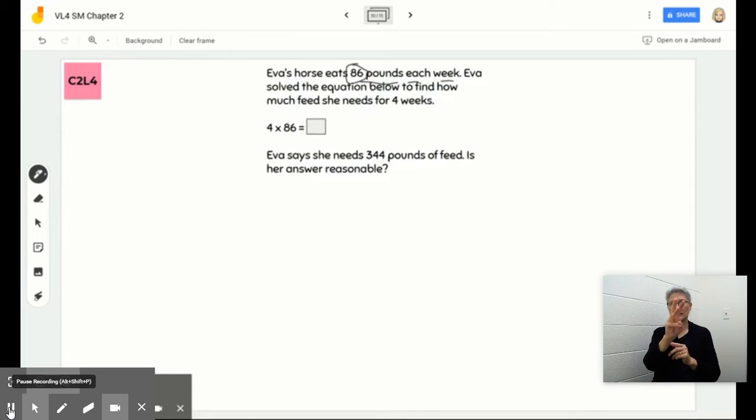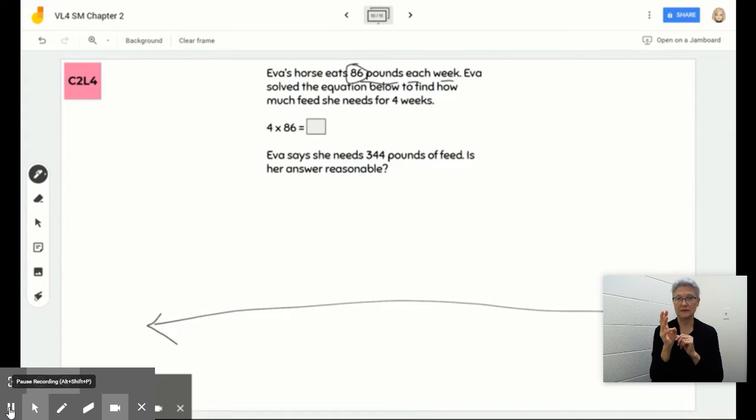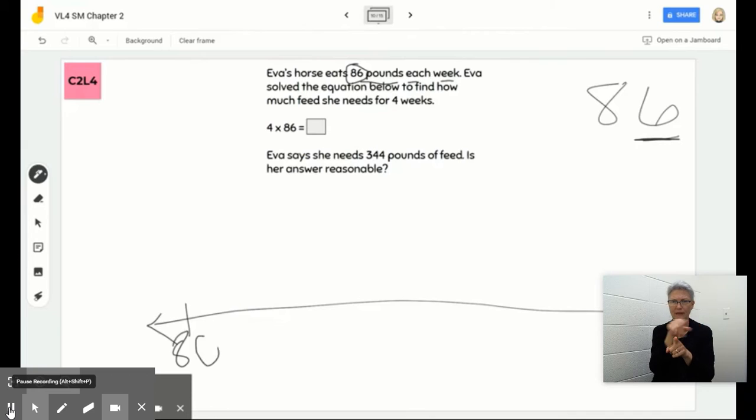And I'll do 2 things here. So if I have 86, I'm going to just rewrite 86 up there. What I know I need to do is round to the nearest 10. So I would look at my ones column, that number 6. So if I'm thinking 86, and I'm rounding to the nearest 10, well, what is 86 between? We've got 80, and we have 90.